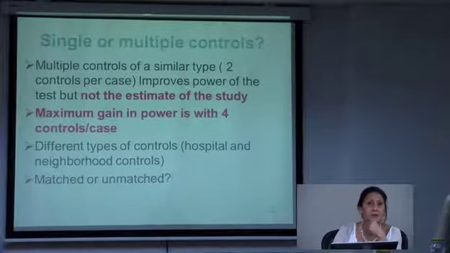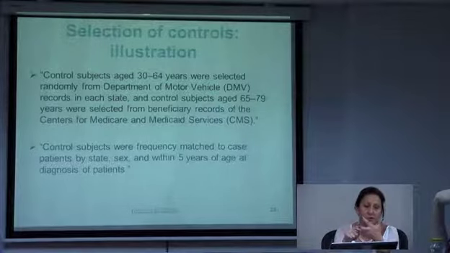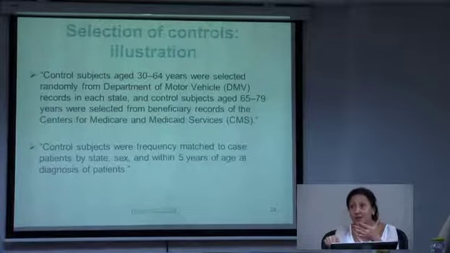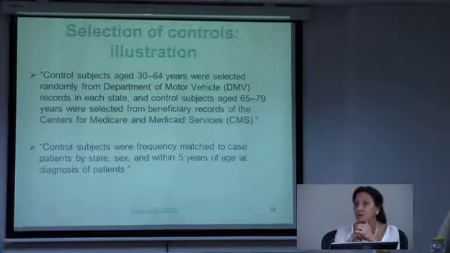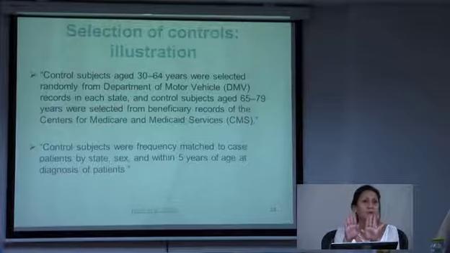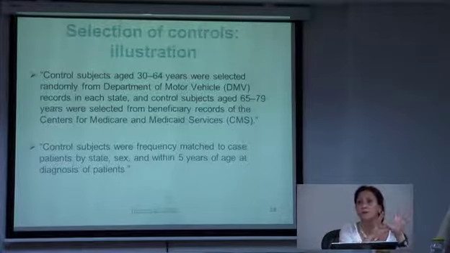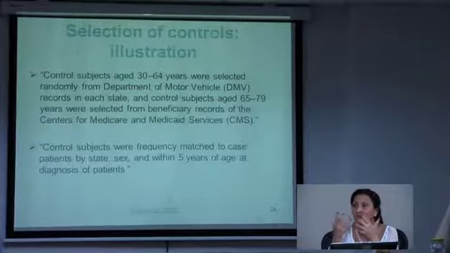Matched or unmatched is: if I pick up a male who is age 40 with bladder cancer, do I want a male who is age 40 who does not have bladder cancer? So should my control be male, age 40, not having bladder cancer? So I match with respect to, let's say, a socio-demographic variable. Or I want unmatched. So I pick up all the cases and then I pick up a group of controls. And what's the issue here and how to decide on what to do?